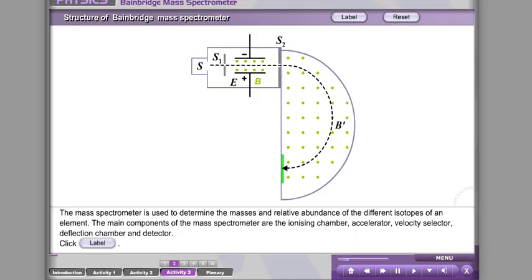The mass spectrometer is used to determine the masses and relative abundance of the different isotopes of an element. The main components of the mass spectrometer are the ionizing chamber, accelerator, velocity selector, deflection chamber, and detector. Click the Label button.